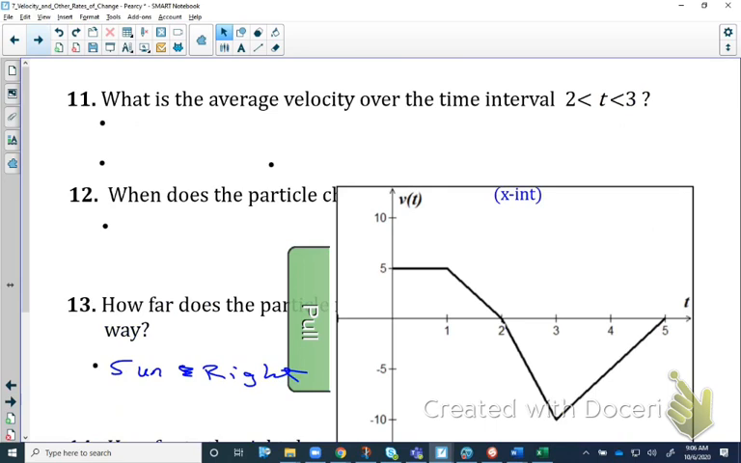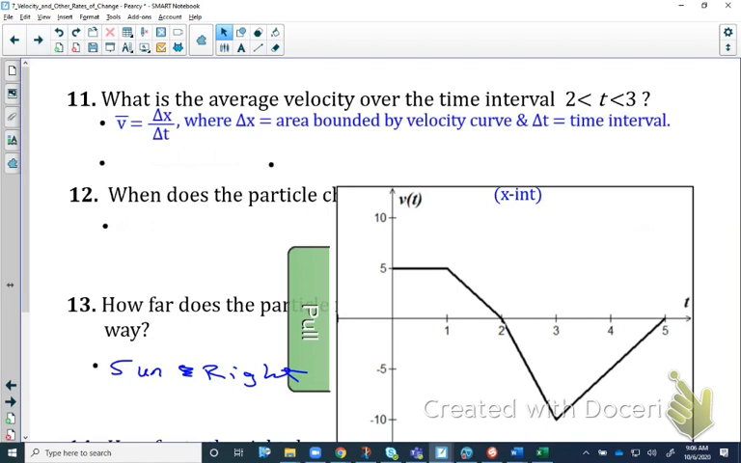11, what is the average velocity? Now here, this is where things are going to start to get a little bit interesting. This is actually going to allude to what we're going to get to at some point, known as integration, the integral, the area under a curve. So here, what is the average velocity over the time interval from 2 to 3? The average velocity, meaning that horizontal line over the v, is the area bounded by the velocity curve along that time interval.